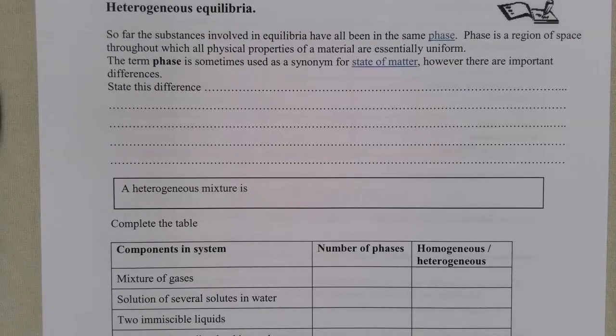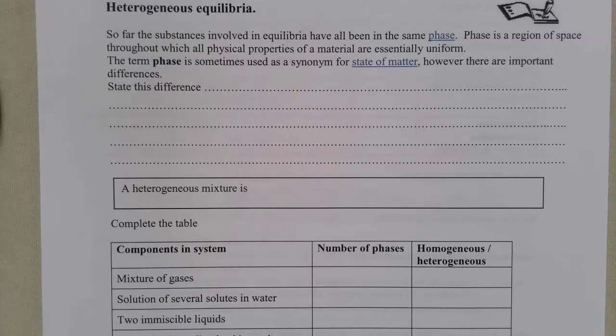The last bit of the notes were on page 23, and it's just a little extra activity looking at the difference between heterogeneous and homogeneous equilibria. Heterogeneous basically means that my equilibrium mixture is in more than one phase. Now, quite often phase is used interchangeably with state, but they are actually quite different, and we need to understand the difference between the two.